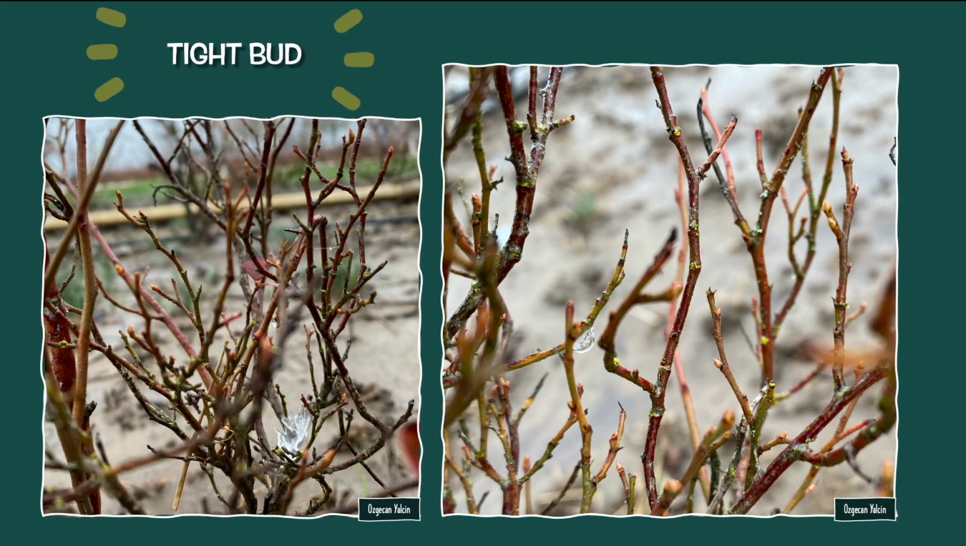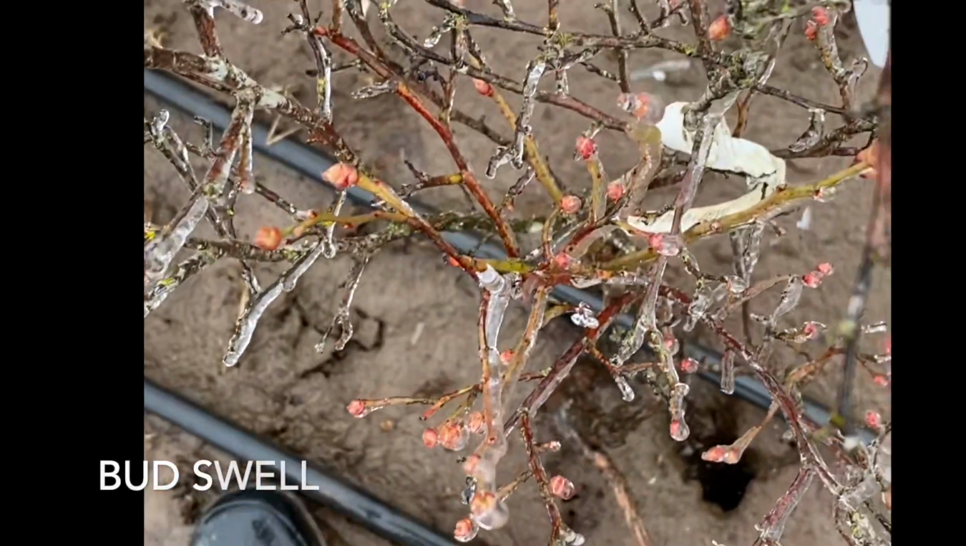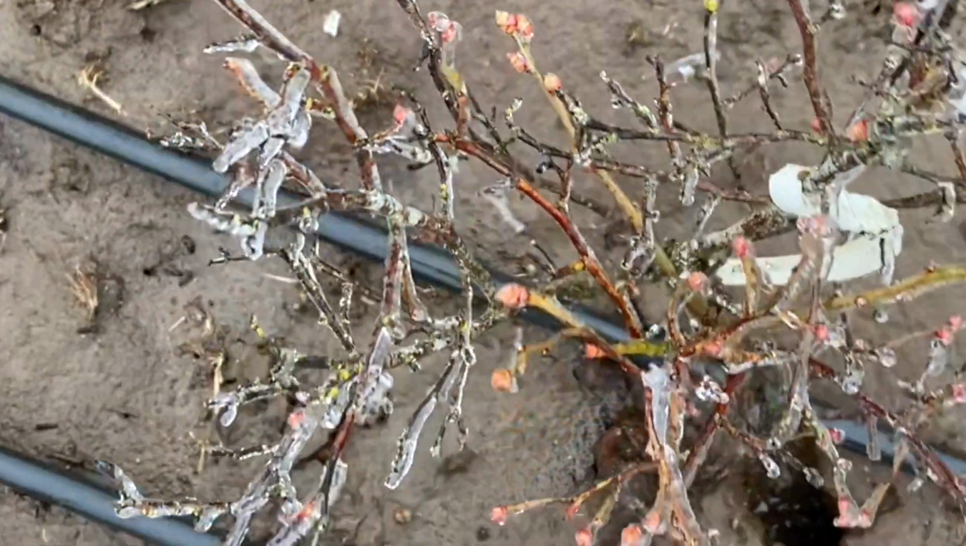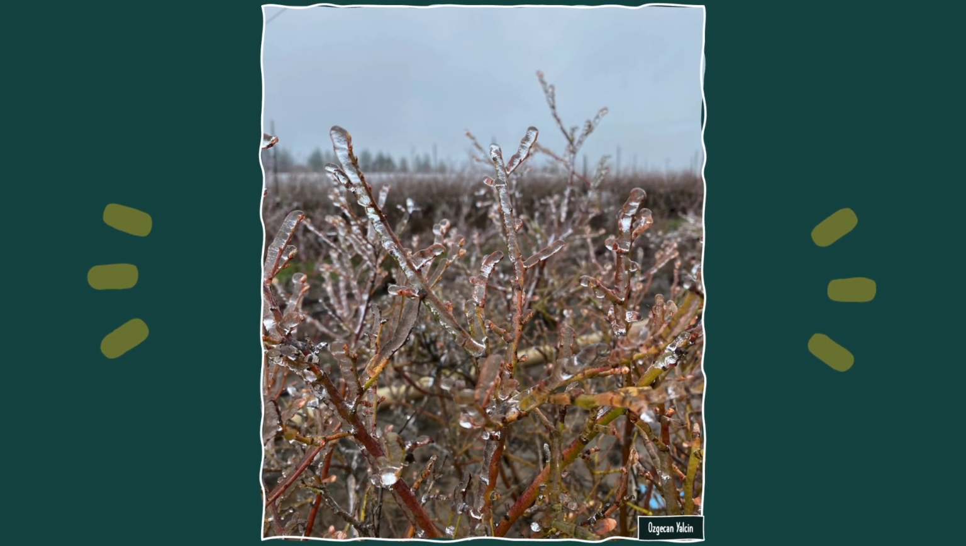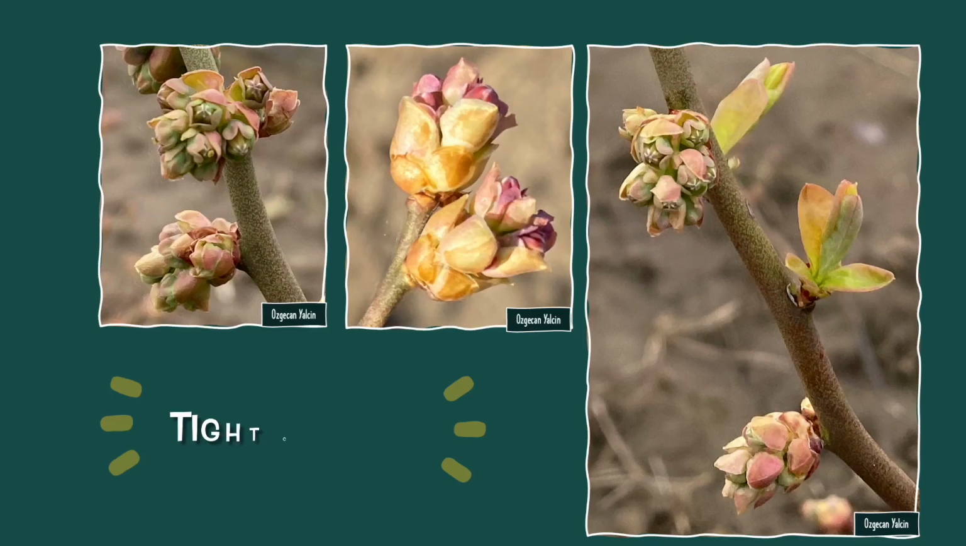Flower bud development consists of 4 stages: tight bud, no visible swelling, and scales are completely closed. Bud swell, visible swelling with separated scales. This is the most frost-resistant stage, and buds can tolerate -12 to -9 degrees Celsius. Bud break, visible flower tips, and tight cluster where individual flowers are distinguishable. After that, flowering stages come.